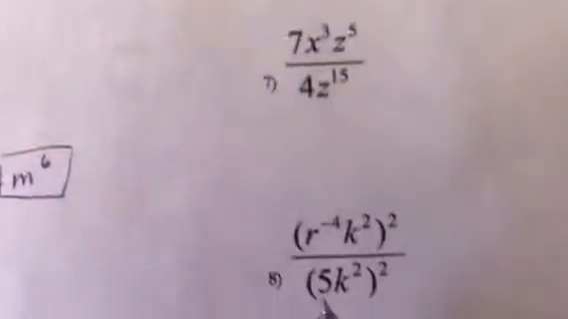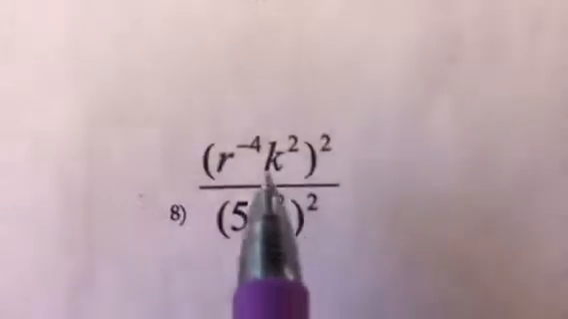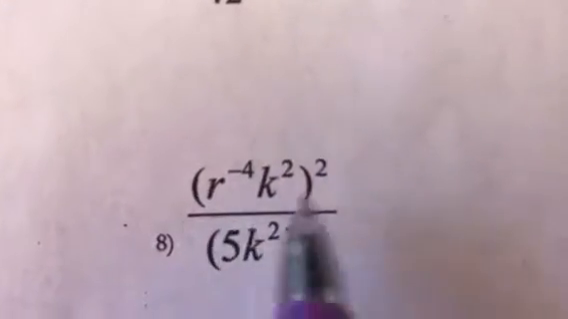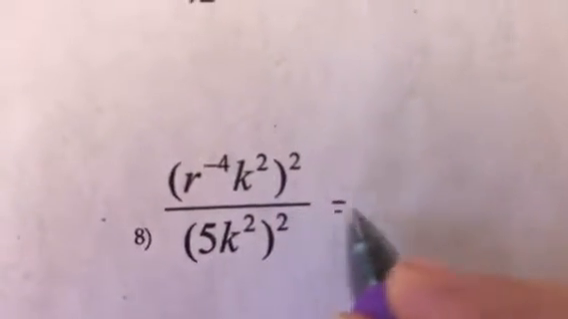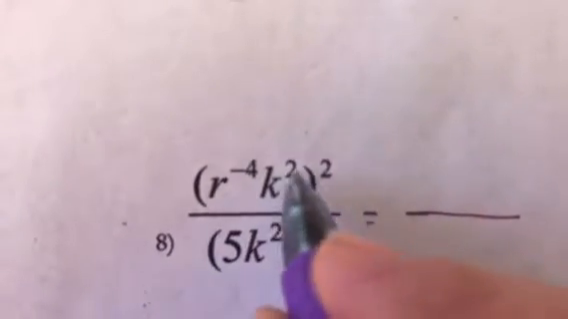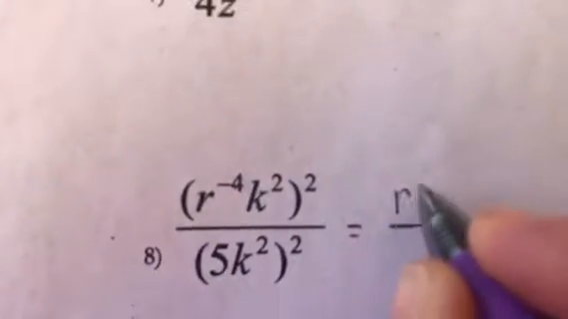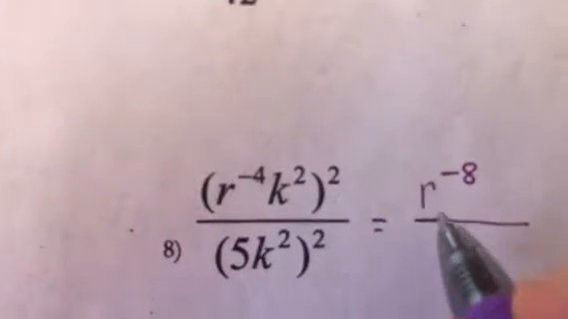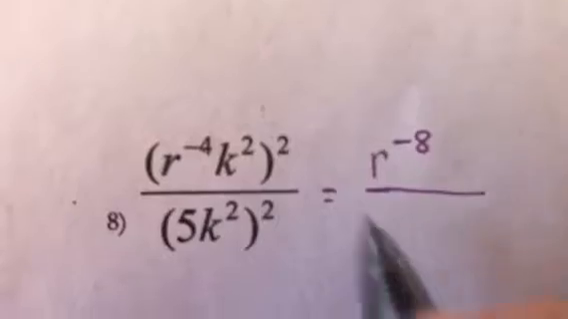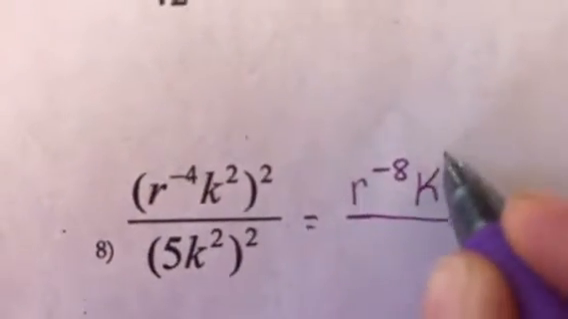All right, let's look at this one. This one looks kind of messy. Honestly, since you have an exponent that's applied to everything in here, before you start moving or doing anything, let's just go ahead and distribute that. Remember, when you have an exponent raised to an exponent, you multiply. So this would be r to the negative 8th. And as soon as you heard yourself say that, you could have gone ahead and moved it down here. This would be k to the 4th.